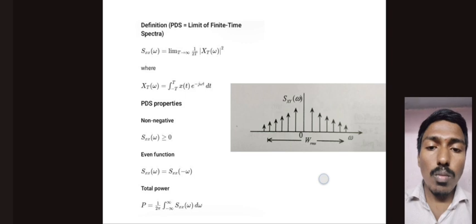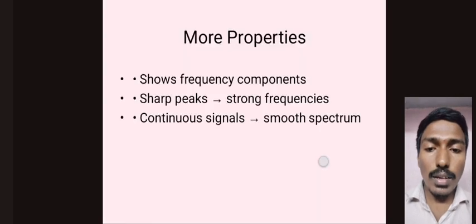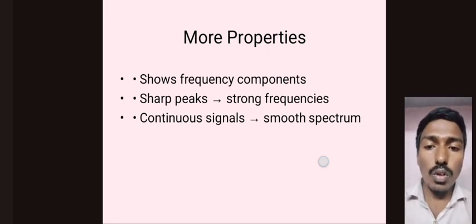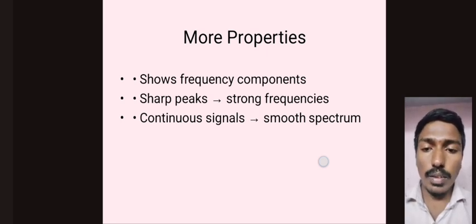More properties: it shows frequency components. We use the PDS to indicate how the frequency components are present and how strong each frequency is, by observing the graph, and how much each contributes.